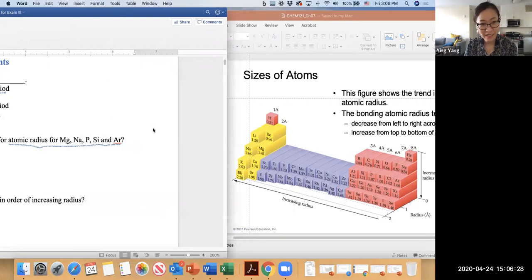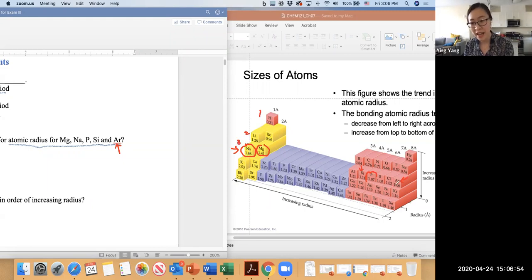We have magnesium. Magnesium is here. Sodium's here. What's the other 2? Phosphorus here, and then silicon here. And the last one is argon, Ar. Now we see they're actually all in the same period. They're all period 3 elements. And going from left to right, the size decreases, right? So the largest one would be sodium, and the smallest one would be argon.